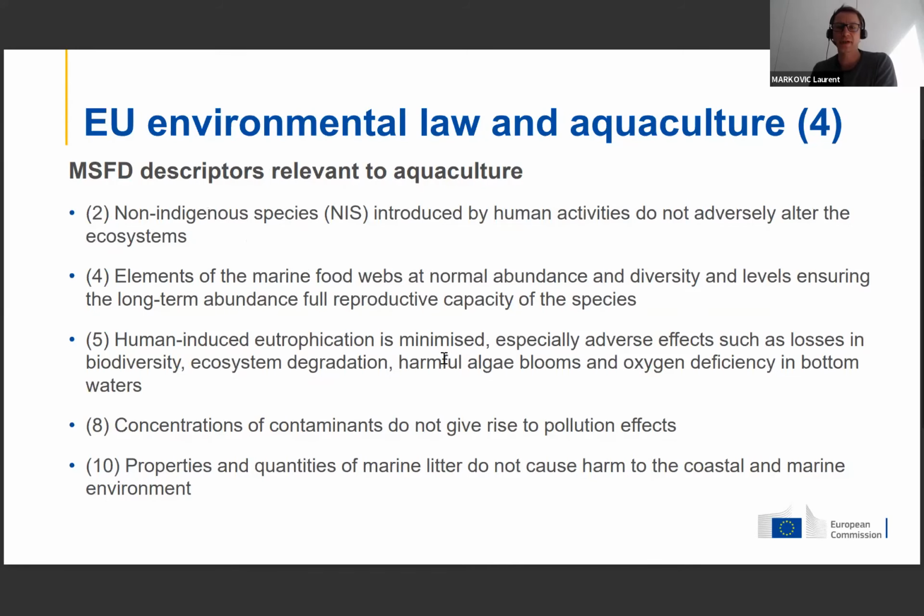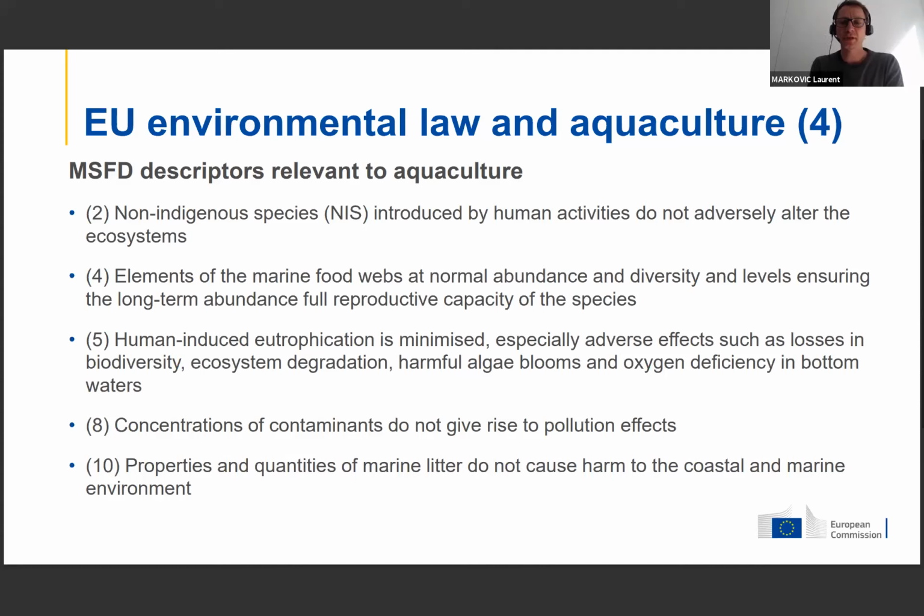So there's a list of 11 descriptors, and I tried to select those which I think are most relevant for aquaculture. But if you look up the MSFD, you will see the full list. In my view, those 4 or 5 are most relevant to aquaculture, insofar as aquaculture may have an impact on those indicators. So non-indigenous species, which is similar to invasive species. Elements of the food webs occur at natural abundance levels and diversity, and the long-term abundance of the species in the ecosystem is not impaired. So that might have to do with possible escapes from aquaculture facilities.